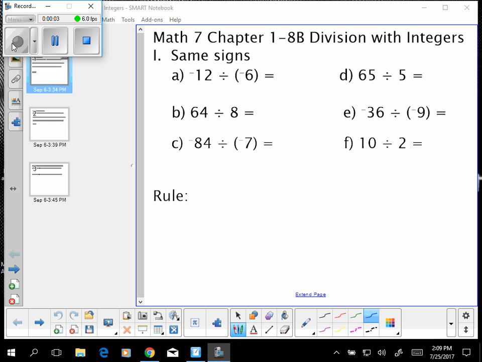Hello class, this is chapter 1-8b, division with integers.